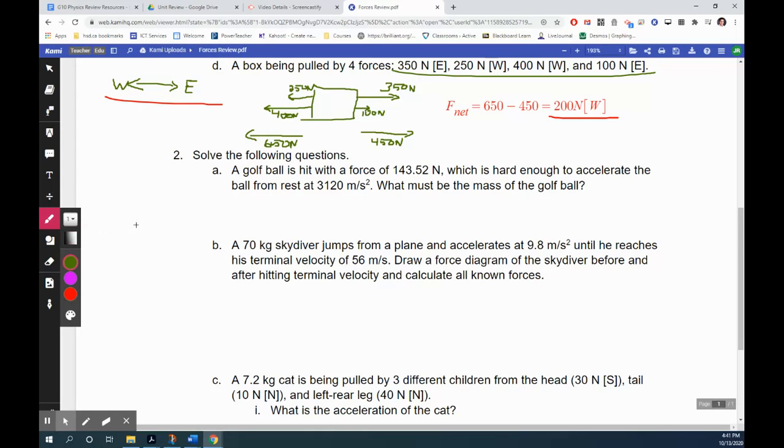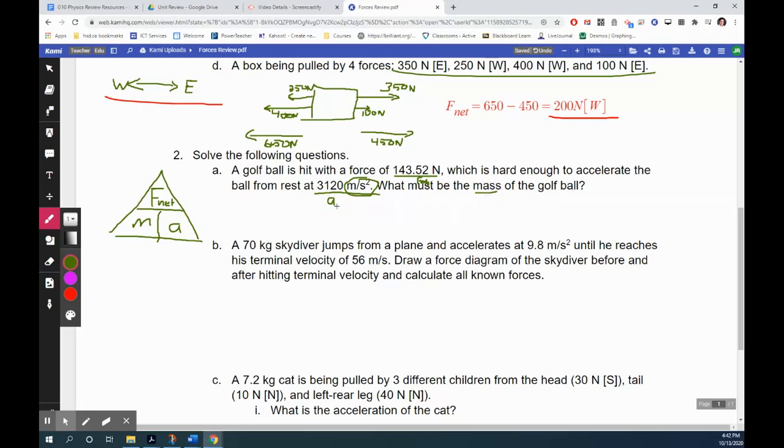Let's remind ourselves what the triangle is here. Our triangle looks like this. Draw it for yourself. Get used to drawing this regularly. F net equals mass times acceleration. A golf ball is hit with a force. This is our F, and it's the only F, so this is our F net, which is convenient. And it is hard enough to accelerate the ball from rest at this, which is an acceleration. This is our A.